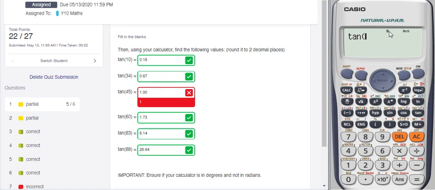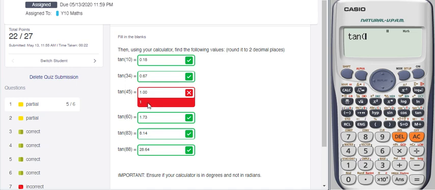All right, so tangent of 10 equals, you have here the answer 0.176, so round it to 2 decimal places, 0.18. Okay, so I'm gonna go a little bit quicker here. Tangent of 34 equals 0.67. The next number is number 4, 0.67. Let's go for the next one.